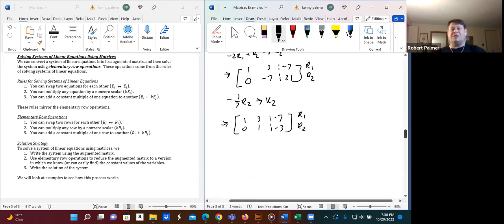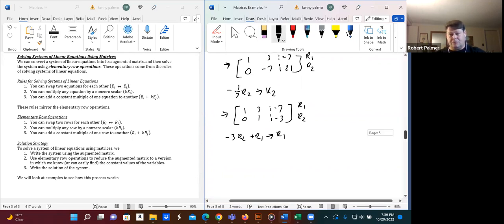Our last thing we want is 0 right here. So now this is 1. It's not hard to make that happen. So imagine if this was a -3 and I added these together, that would make that 0. So what I want to do then is -3 row 2 plus row 1, and that's going to become my new row 1.